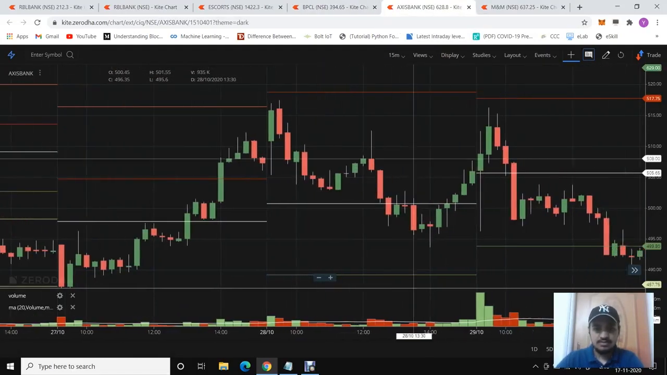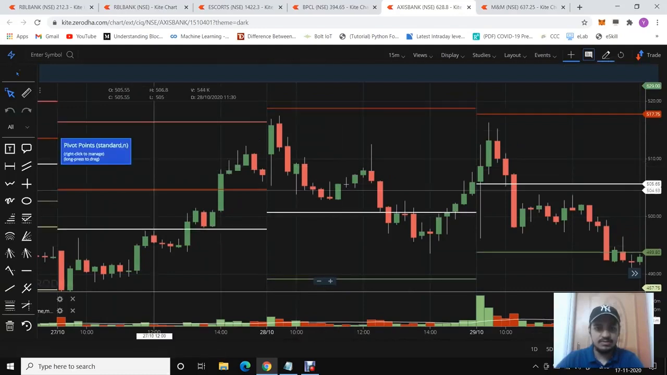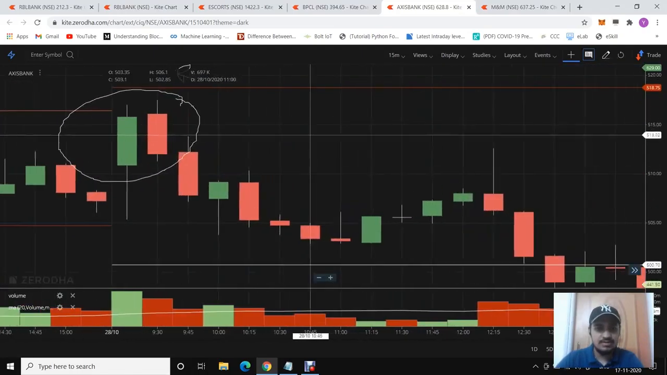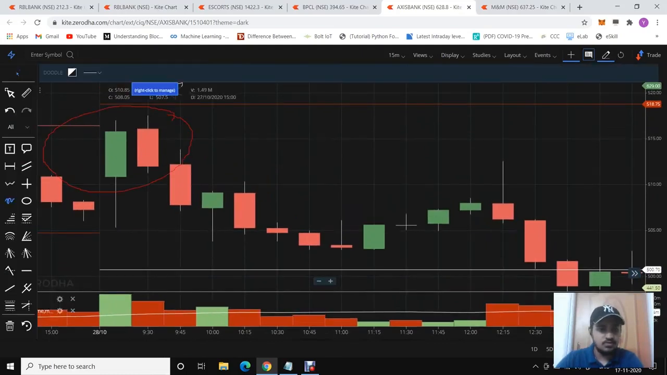So we have the next example in this case. Now in this case this is your R1. It has formed a dark cloud cover. If I zoom in for you guys, you can clearly see that this candle has opened with a gap up and has pierced more than 50% into the previous candle. So this is your dark cloud cover.